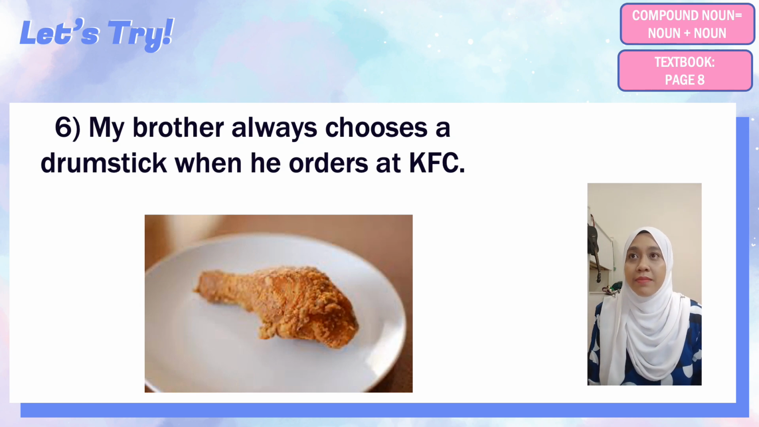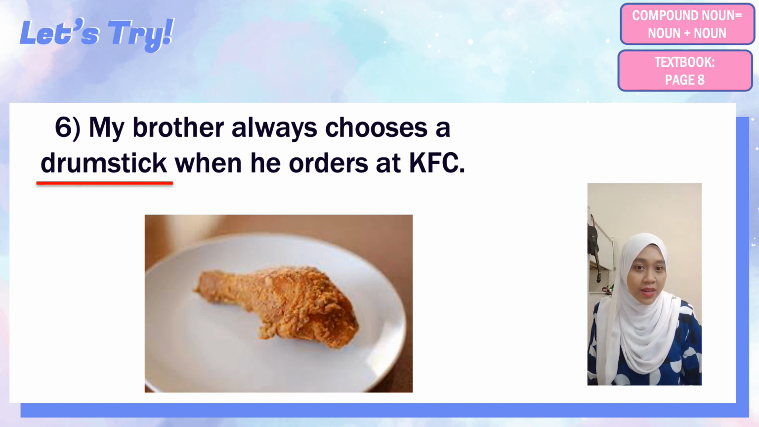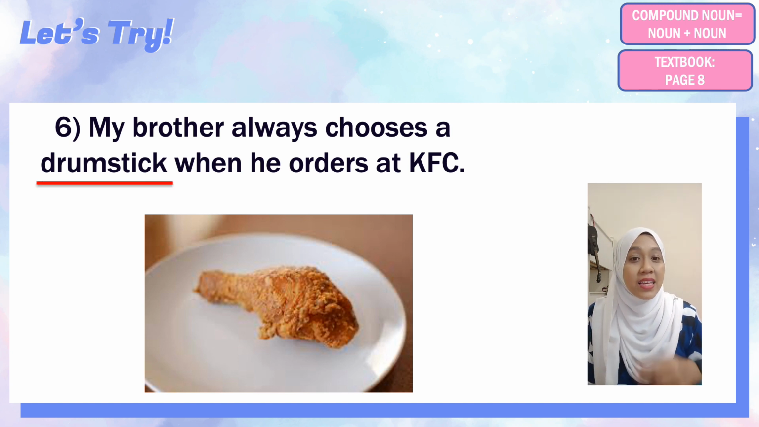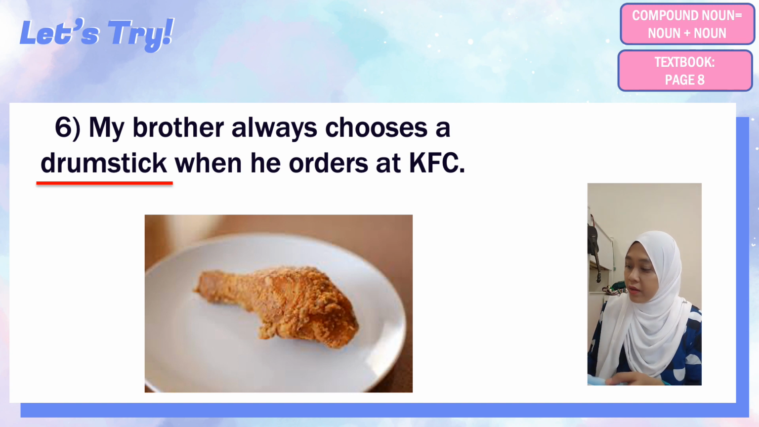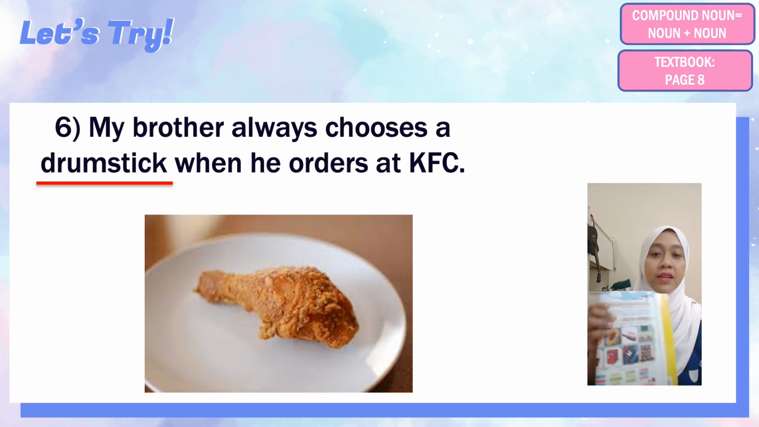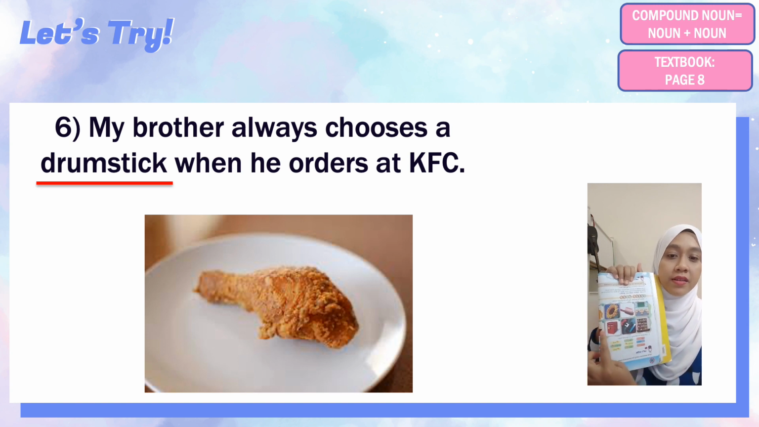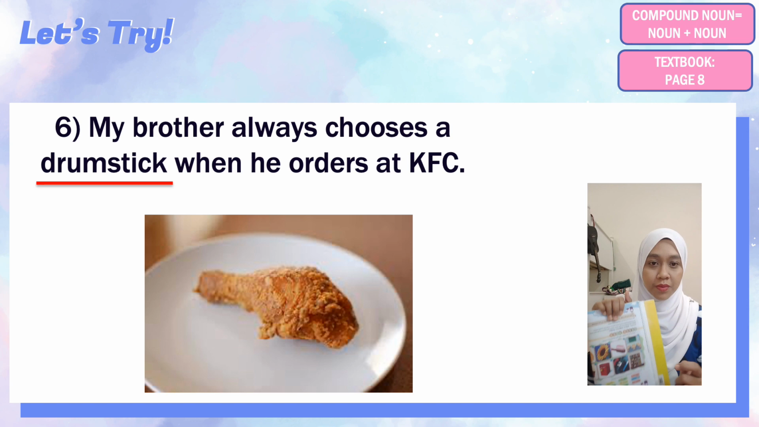Alright, number 6, last one. My brother always chooses a drumstick when he orders at KFC. So which one is the compound noun? Yes, the word drumstick. Okay, so actually all these compound nouns, you can find them in your textbook page 8. Alright, this part. Okay, this is exercise number 2.